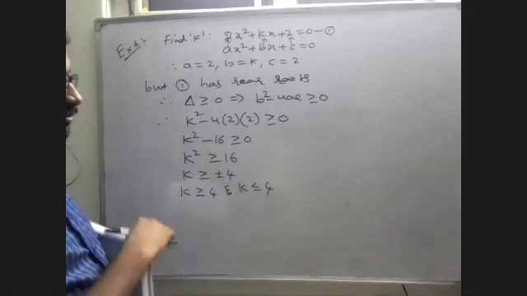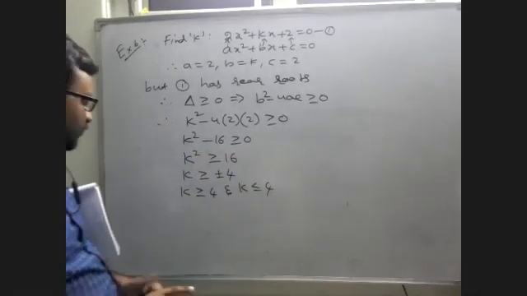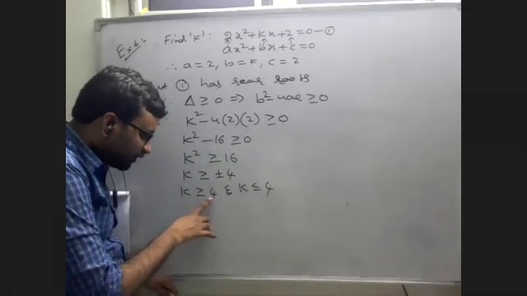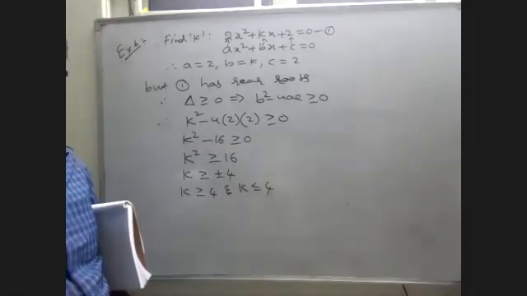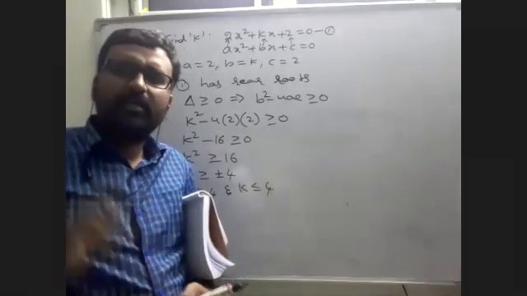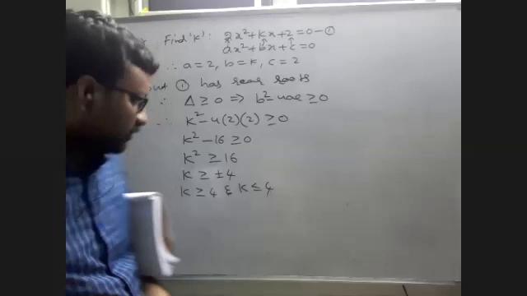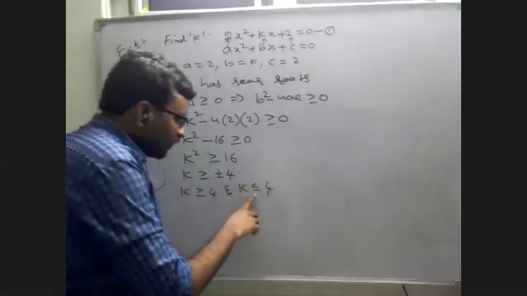Okay, now what is the value? k value greater than or equal to 4 means 4, 5, 6, 7, 8, 9, 10 up to infinity. The k value less than or equal to minus 4.